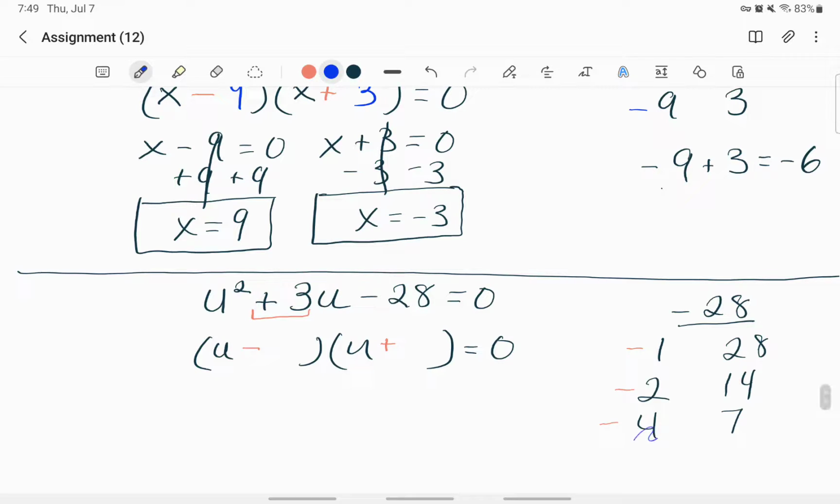And if you can see, if you add negative 4 with positive 7, negative 4 plus 7 is positive 3. So my two factors are going to be x minus 4, x plus 7, and that's equal to 0. Rather, u minus 4 times u plus 7. Bad habit. u minus 4 equals 0. u plus 7 equals 0.